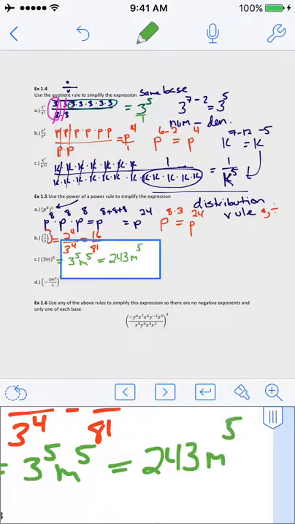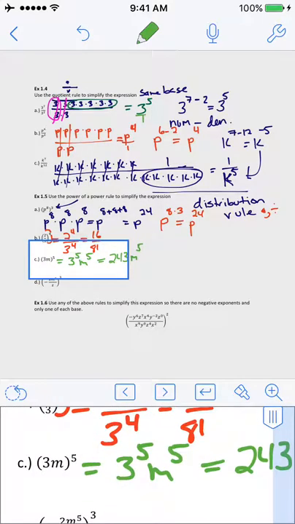243 m to the 5th. Alright, and that's quite different than 3m to the 5th, right? That's a much bigger number. So watch out for that. That distribution rule is very important when it comes to parentheses.